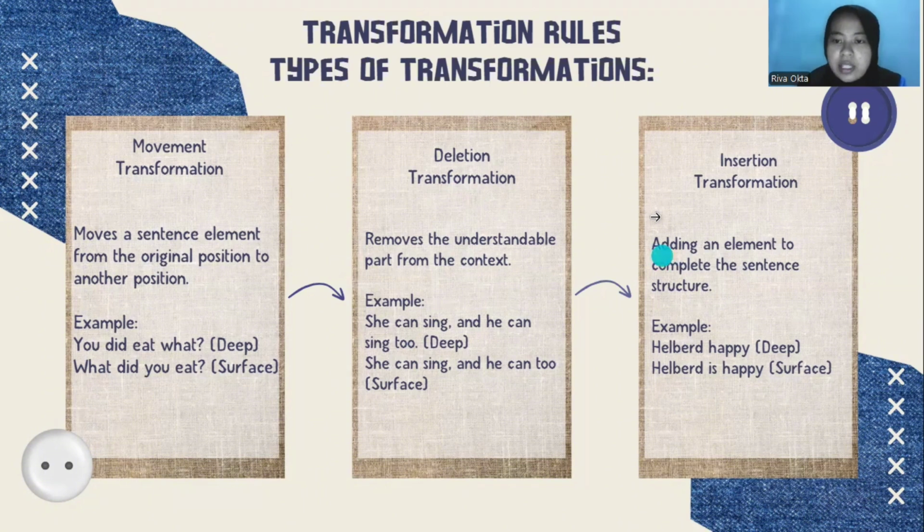And lastly, insertion transformation adds an element to complete the sentence structure. Example: "Albert happy" becomes, if I switch to surface structure, "Albert is happy."